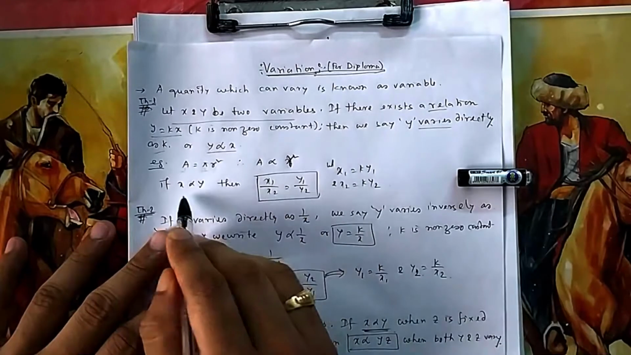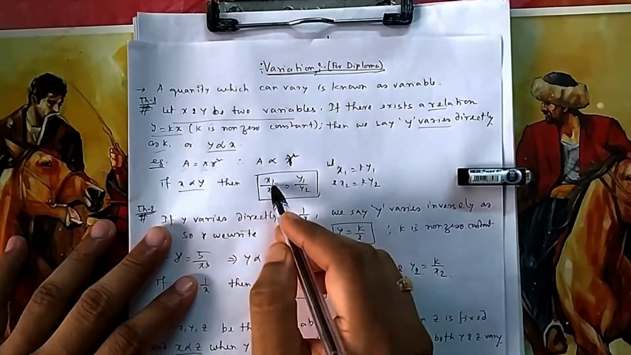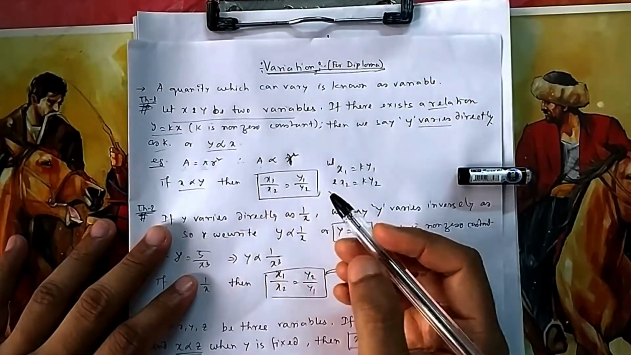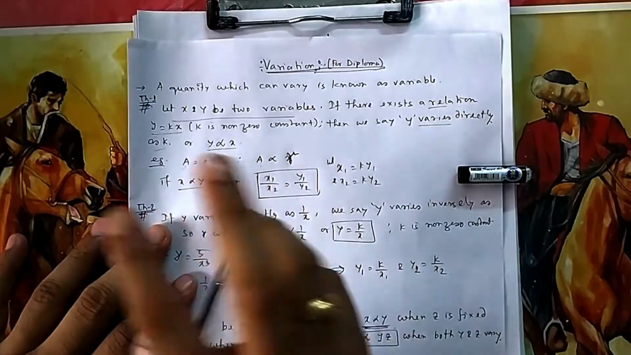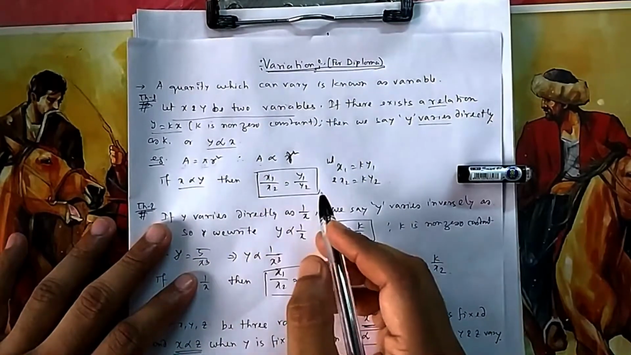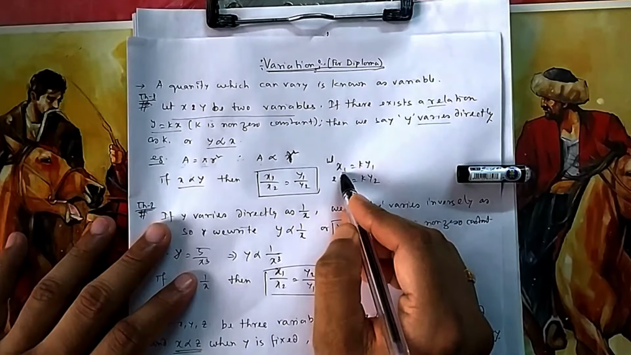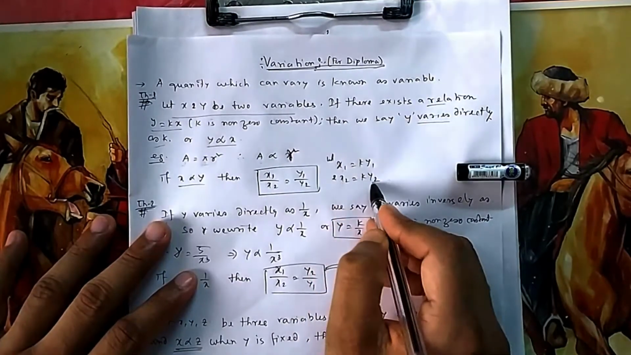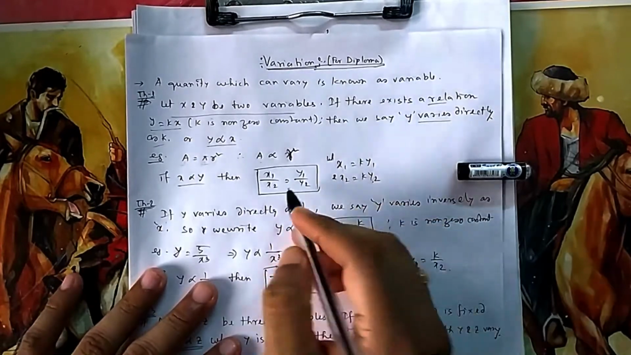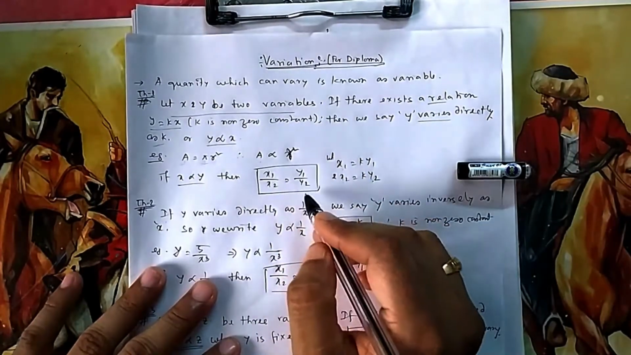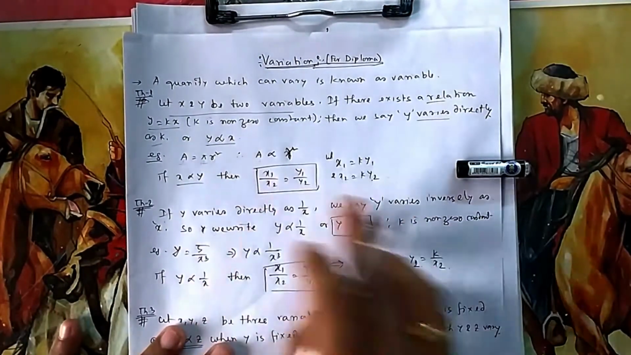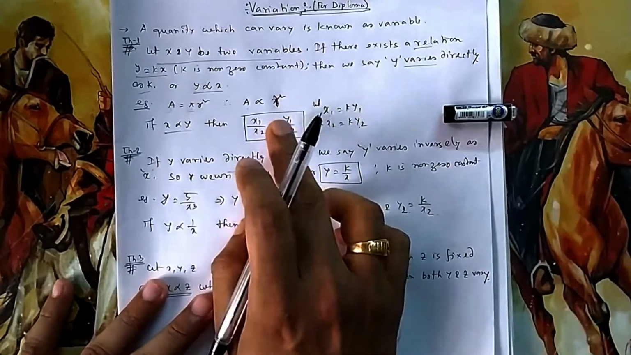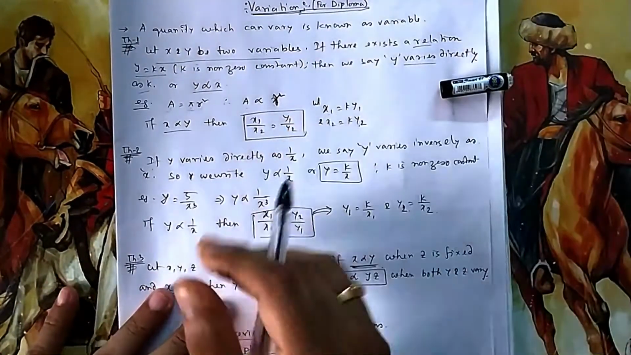Then one more thing: if x is directly proportional to y, then we say x1 by x2 equals y1 by y2. What are these? x1, y1 are corresponding values, and x2, y2 are corresponding values. That means if x becomes x1, then the corresponding y is y1. If x becomes x2, then the corresponding y is y2. So you can see x1 by x2 is equal to y1 by y2. Sometimes we use this in engineering also to get a direct answer.